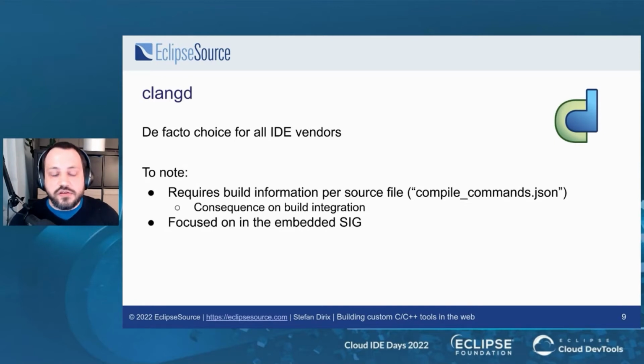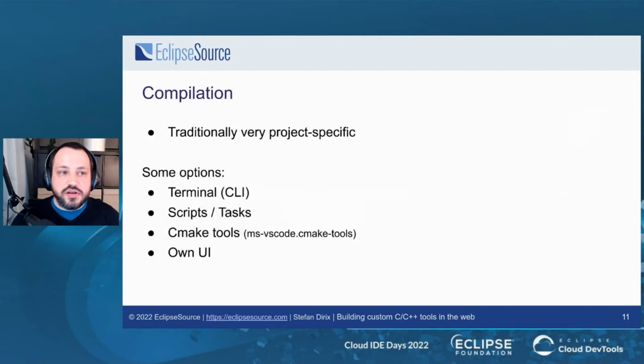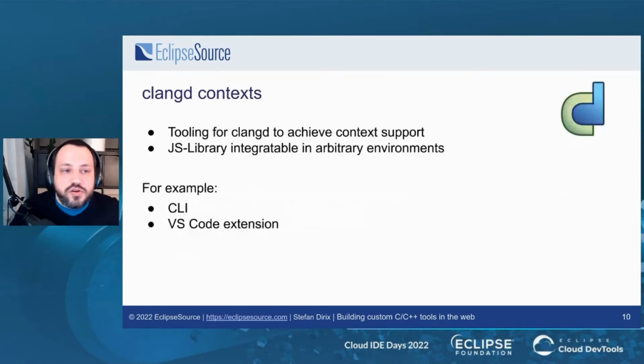Because ClangD is the de facto choice, it's also a focus in the embedded special interest group of the Eclipse Cloud Dev Tools working group. And this already had some fruits. So, for example, contributed to CDT.cloud by ST Microelectronics is the ClangD context tool. And the idea is, ClangD is the tool of choice. How can we make it work the best in our use cases? And I wanted to showcase this.